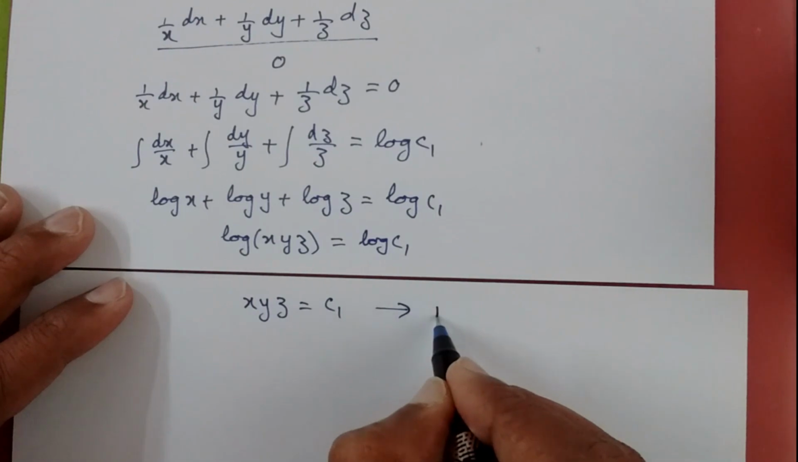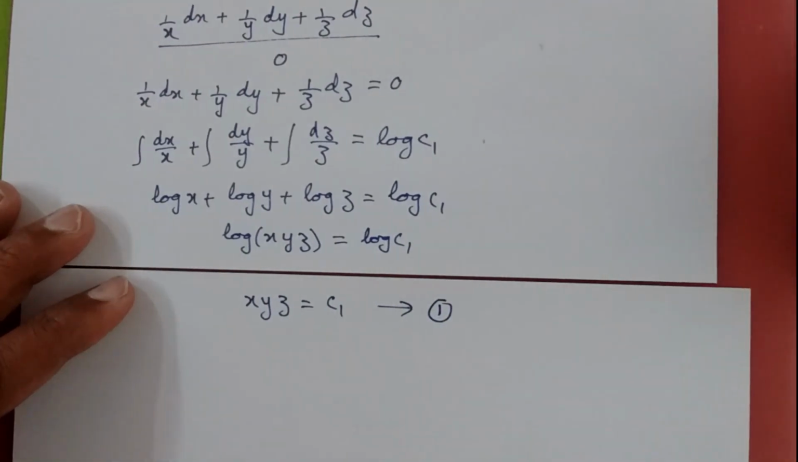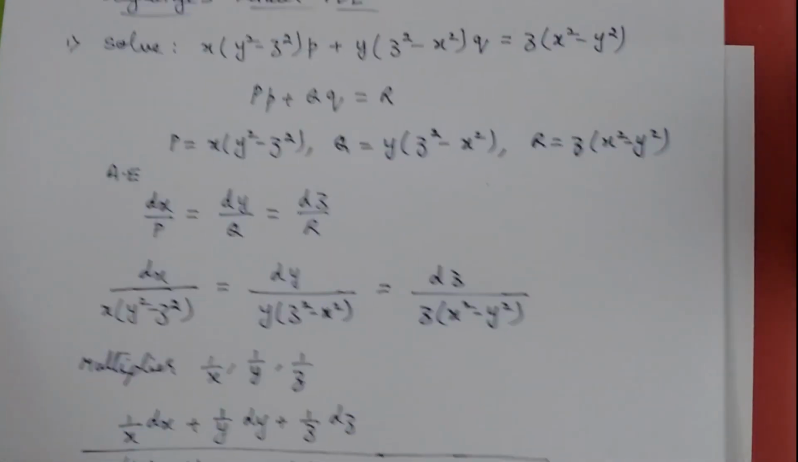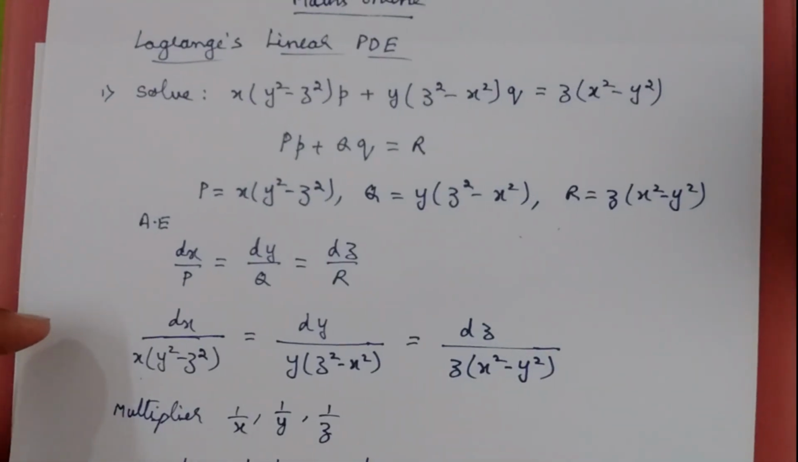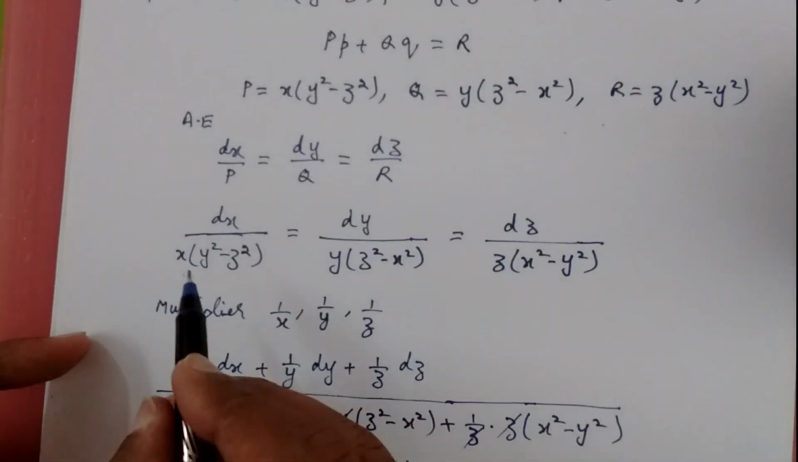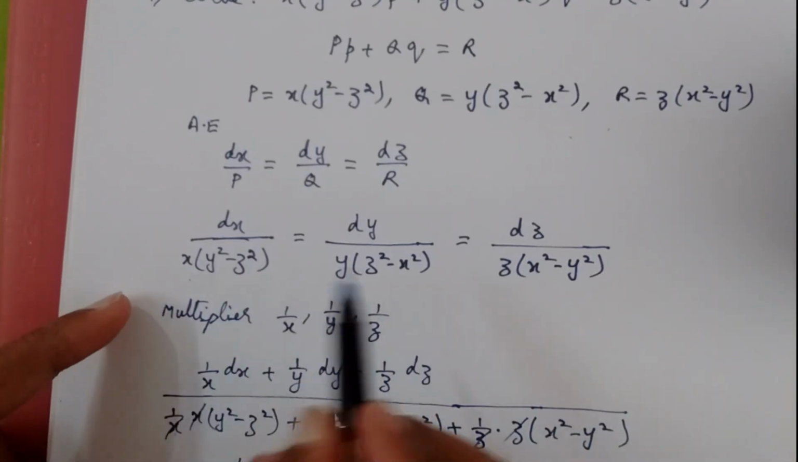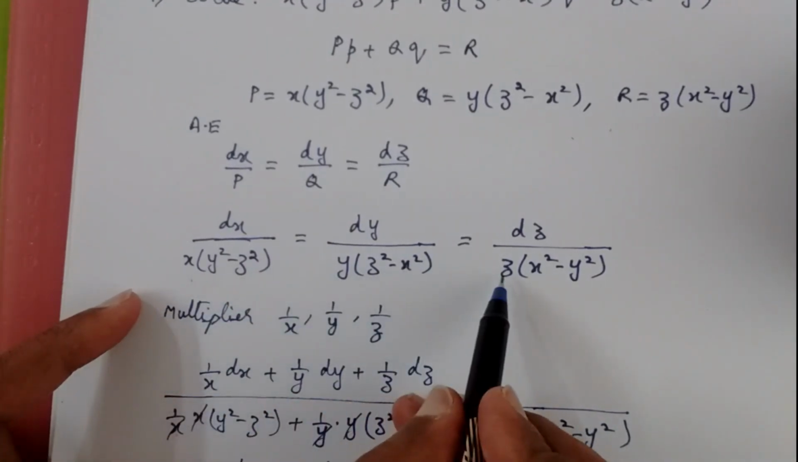Let us take this as equation number 1. So using the multipliers, we got one solution. Now what should be the next multipliers? If we try to once again observe over here, x we have cancelled out now. For the next multipliers you have to consider x, y and z.